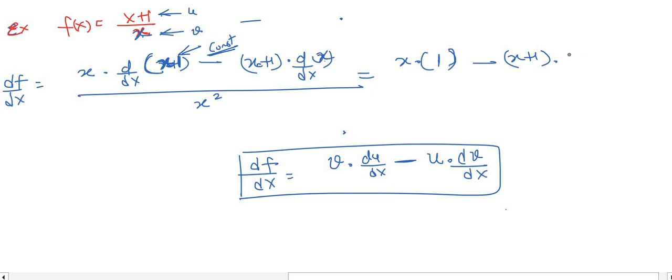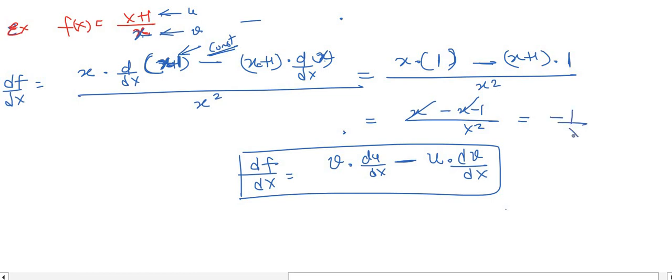Derivative of x, which is 1, directly by x square. So let me simplify x. Minus of x minus 1 by x square. This is cancelling. Correct? I hope you got it. So the final answer is minus 1 by x square. Okay, let's do the next one.